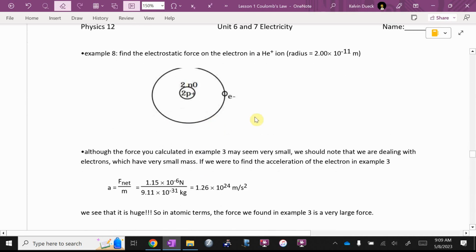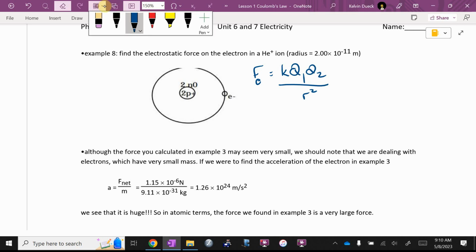Example 8, find the electrostatic force on the electron in a helium ion. What does this want me to find? Fe. Fe equals K Q1 Q2 over R squared. I think R is pretty obvious. What are the charges in this question? I think we have the nucleus. What's the charge in the nucleus? What does it say in the picture? What do the N's stand for, first of all? Do we care? No. What do the P's stand for? What's the charge on one proton? Your hint is it's pretty elementary to figure out.